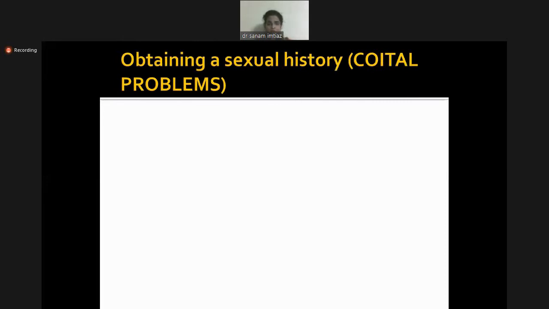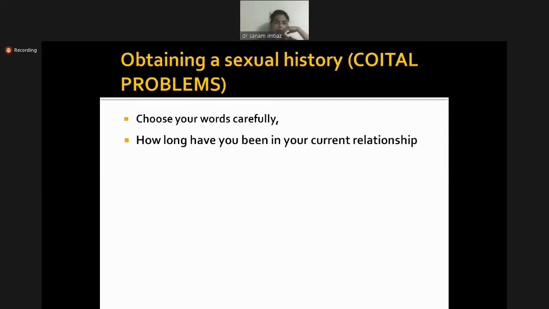Basically, urogynae. Then obtaining a sexual history, coital problems. Coital problems are usually discussed when a patient presents with dyspareunia, one, and for infertility. So these are the two main reasons that you would discuss. Or even for post-coital bleeding, you would get into the details of the coital problems. Choose your words carefully. Of course, we have cultural stigma attached to these kind of questions.